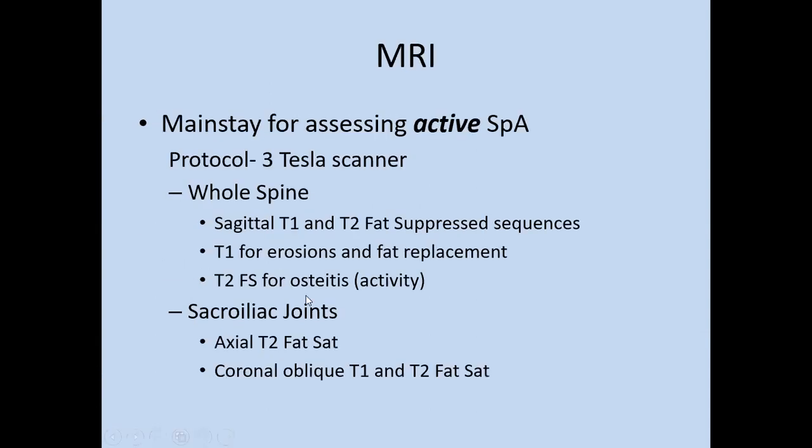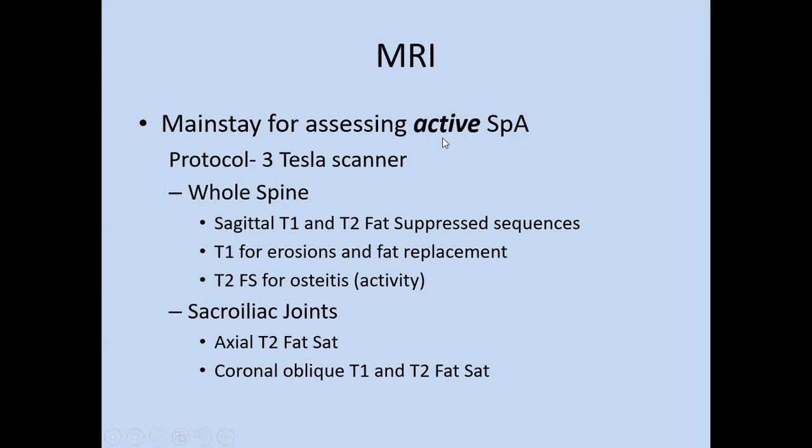So we'll begin with the MRI. MRI is considered the mainstay for assessing active SPA, and I emphasize the word active because at the end of the day, what the rheumatologists are interested in these patients is the disease activity rather than the chronic changes. They don't necessarily treat chronic changes that we detect on the MRI. They only treat patients if the disease is active on MRI. And we'll see what that looks like on MRI.